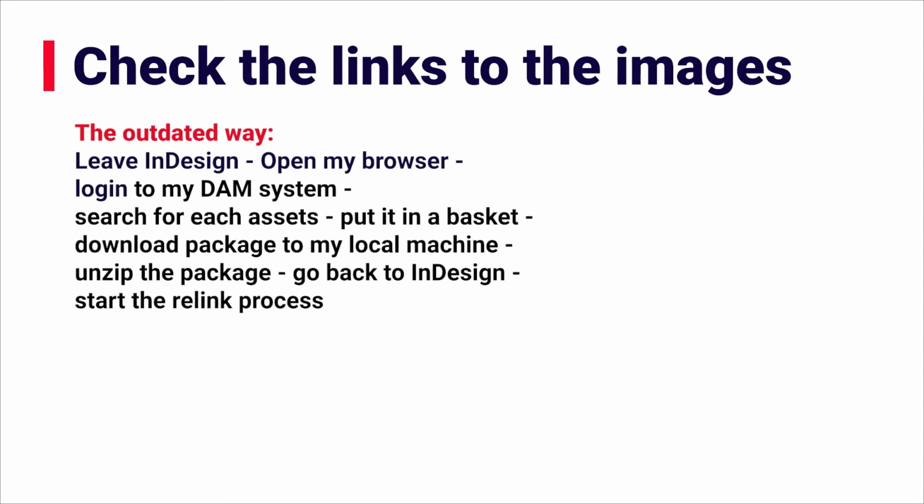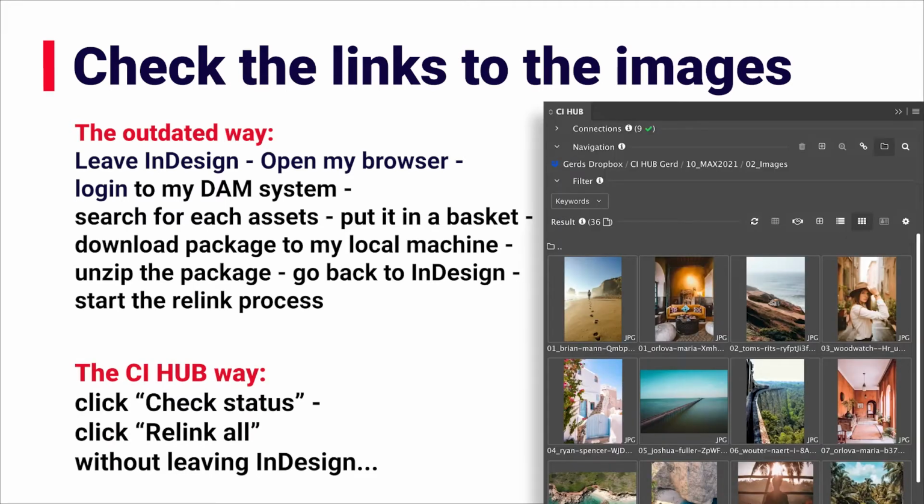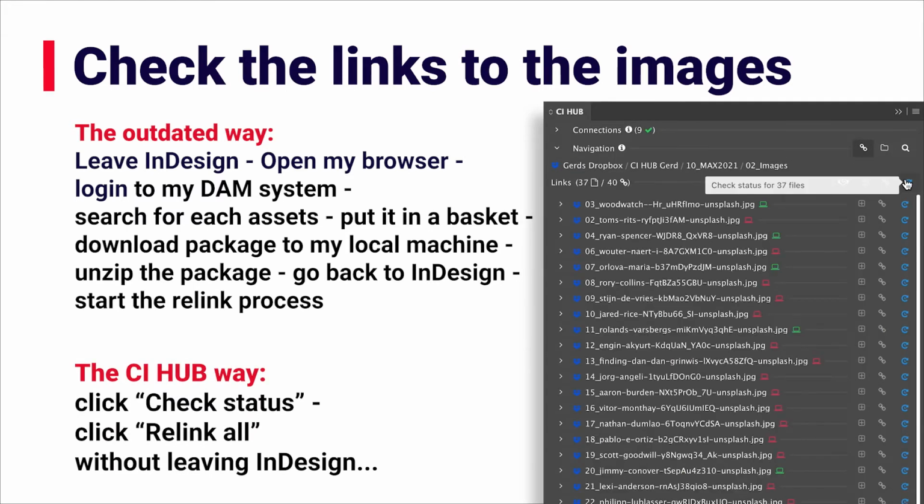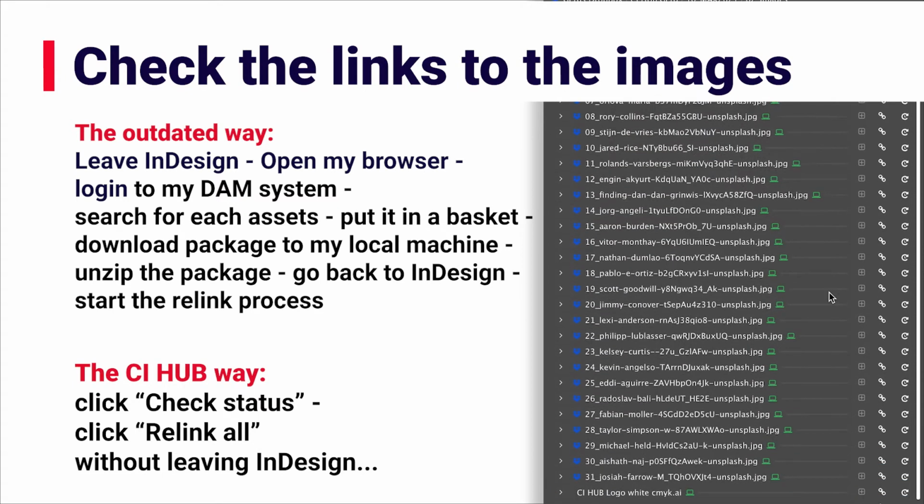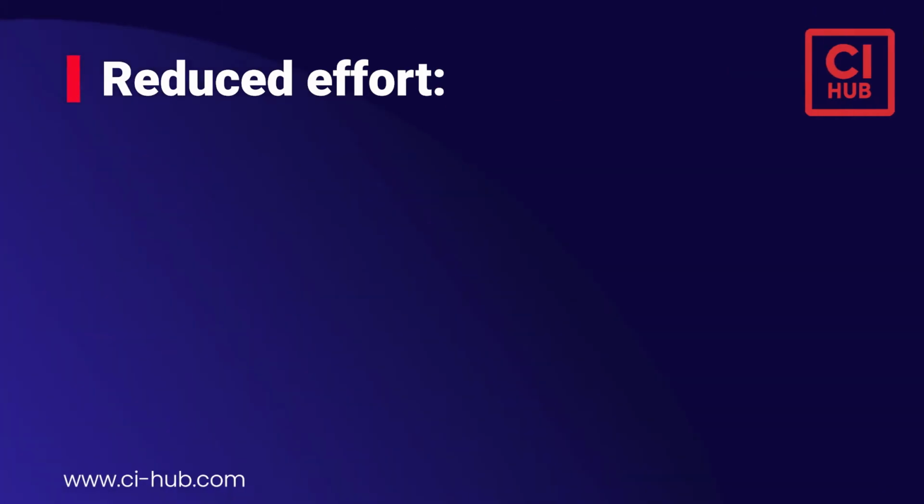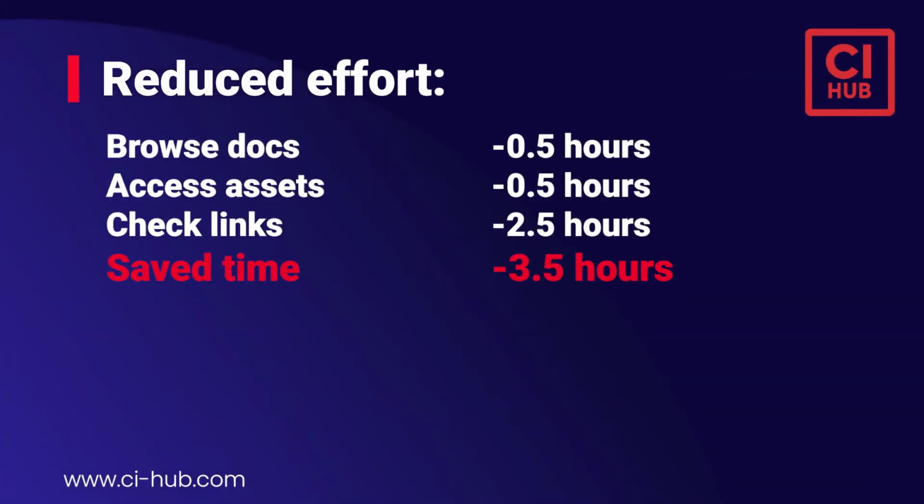Now I have to check the links to the images. So the outdated way would be leave InDesign, open my browser, log into my DAM system, search for each asset, put it in a basket, download the package, go back to InDesign and start the relinking process. Now the CI Hub way would be click check status and click relink all. That's it. Now that saves me another 3 hours.